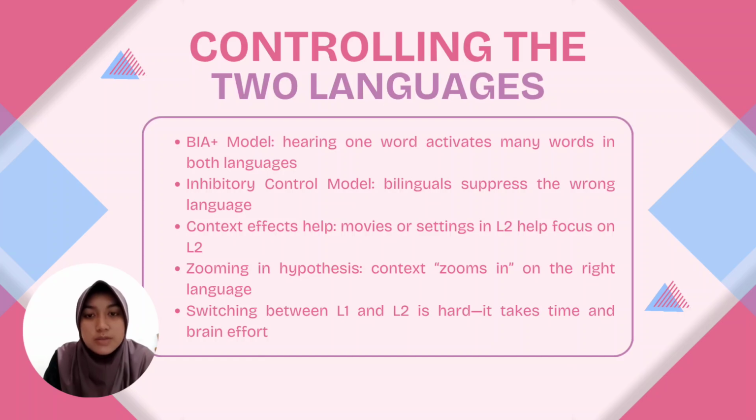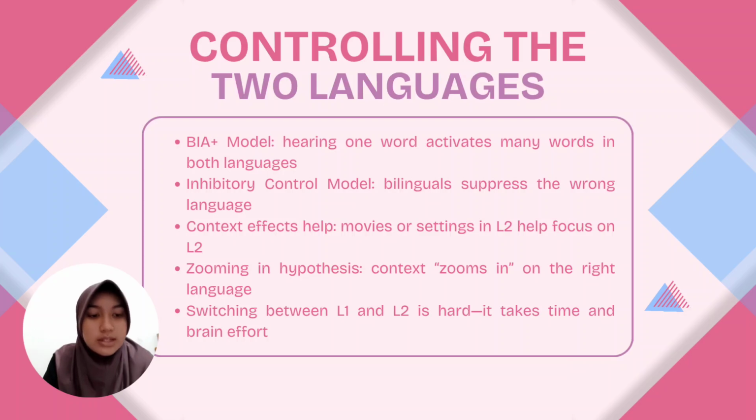Okay, so for the next material, controlling the two languages. For the explanation, the first point is when a bilingual hears a word, many related words in both languages become active in the brain. And the next point is the inhibitory control model. The brain must stop the other language to use the right one. This takes brain control. Next is context effects help. Being in a second language environment helps people stay focused on using second language.